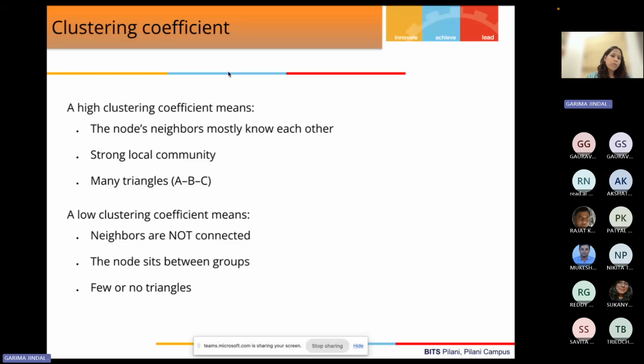Now why is the clustering coefficient important? I have already highlighted this. Firstly, it tells whether a node's neighbors know each other or not. So what is the probability of their friends becoming friends? Then a high clustering coefficient tells us that the local community is strong. And a low clustering coefficient tells us that the neighbors do not know each other.